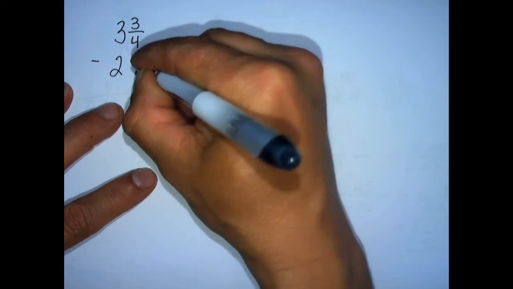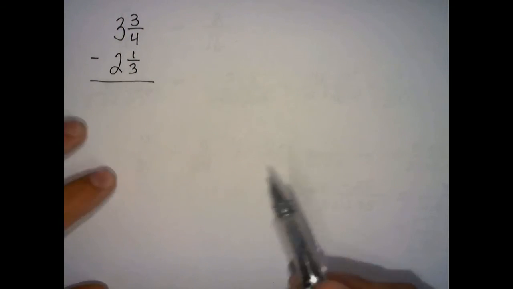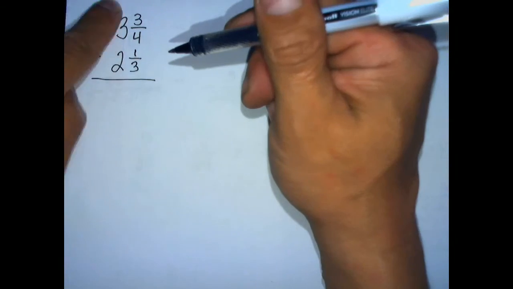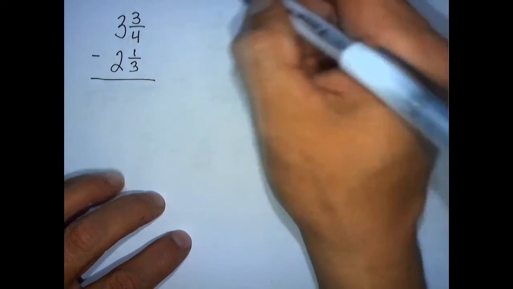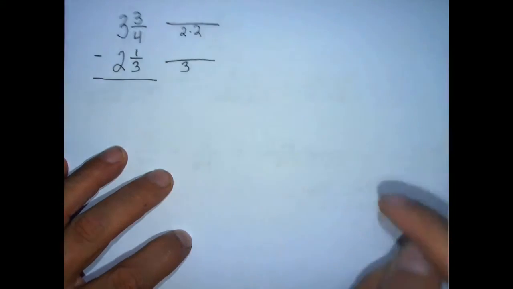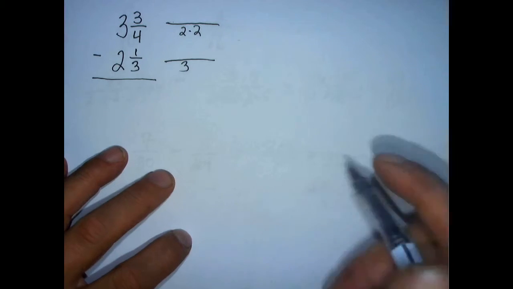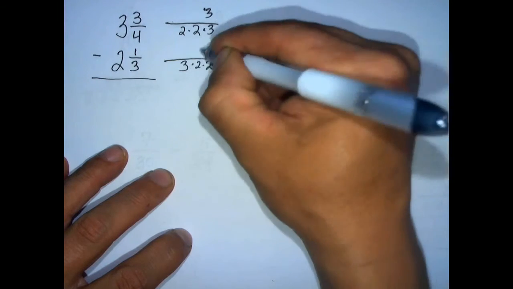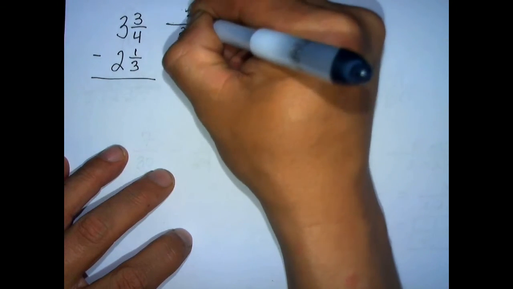When we subtract mixed numbers, you can line them up like this, or you could make them improper fractions and subtract them. However you want to do them. I'd rather do this because it's smaller fractions. I didn't say borrow, so we could already subtract these. 4 is 2 times 2, and 3 is prime. So they all want what each other has. He wants a 2 times 2, and he wants a 3.